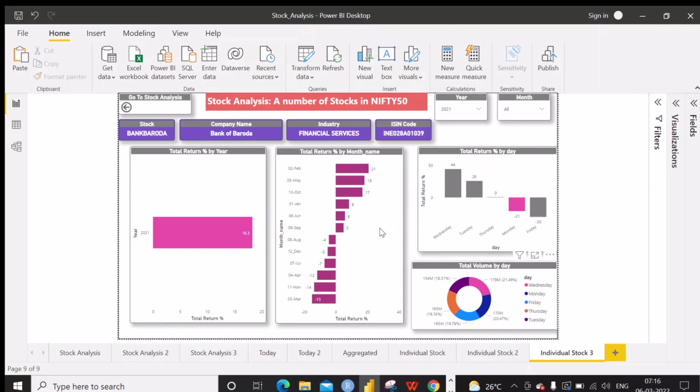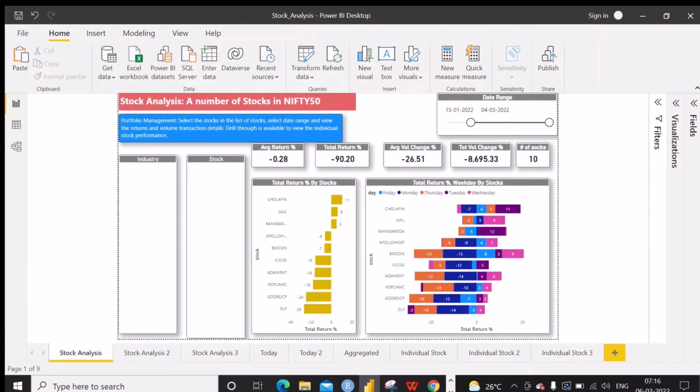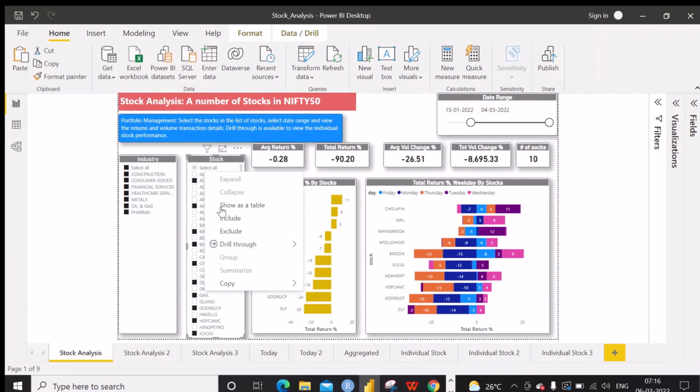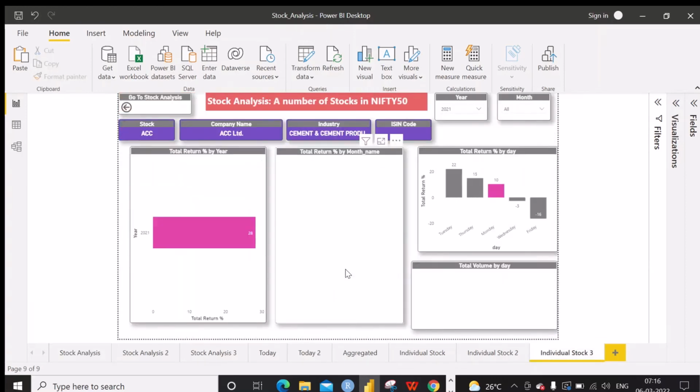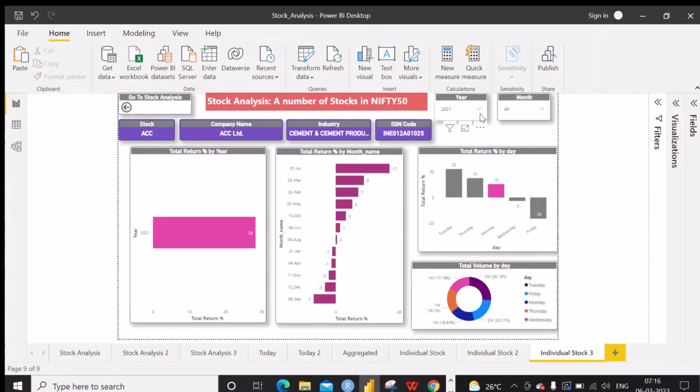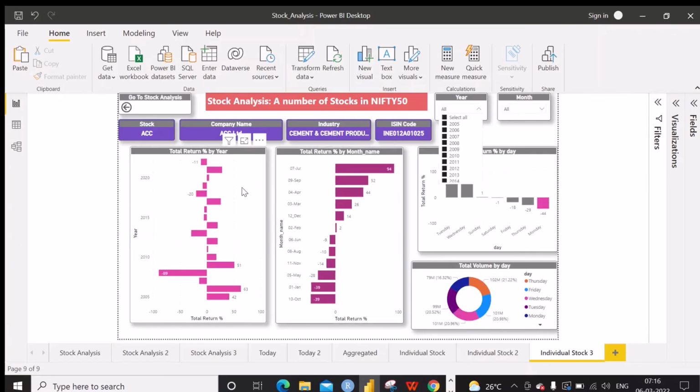So this is the way we can select another stock. How can we go there? Just press Control and press this button. You can come here. Then if you are interested in the ACC stock, you can go to that particular page. It shows here, and it is 2021. If I select all the years, then it will show you like this.